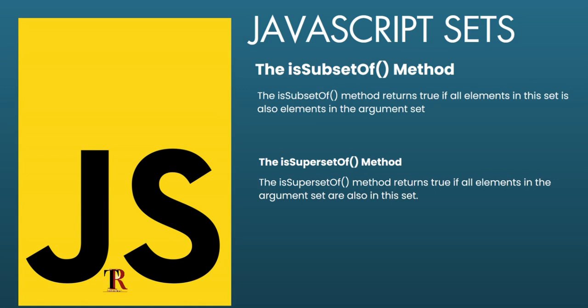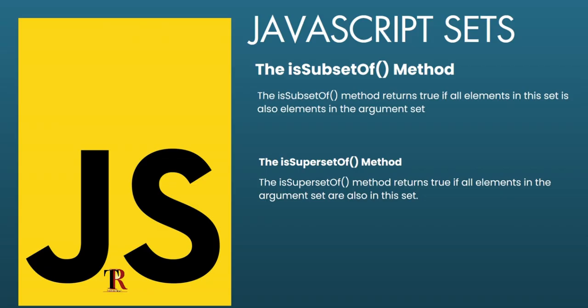In this lesson, we pick it up from where we stopped in the previous lesson, where we talked about the difference and the symmetric difference methods of working with sets in JavaScript. In this particular lesson, we are going to be looking at the isSubsetOf method and the isSupersetOf method.